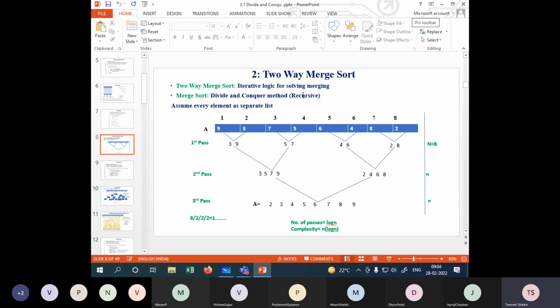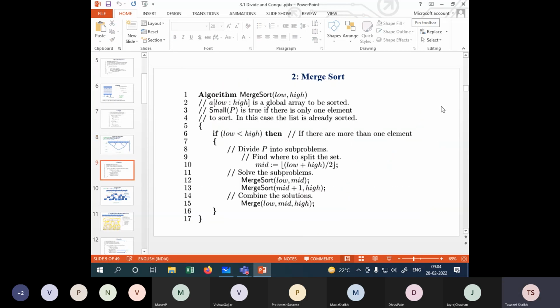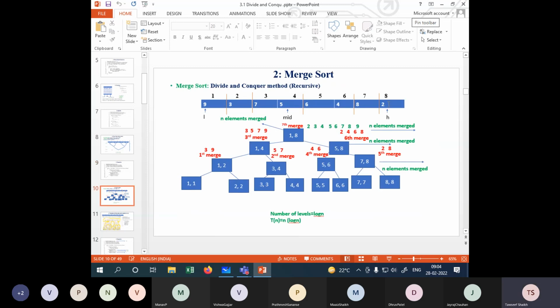Now, in the iterative process, I had taken an array of size 8 elements while we discussed the two-way merge sort. We will take the same array with the same elements, but we will not apply the two-way merge sort; we will just apply the merge sort, which is the divide and conquer approach. So here is this array with 8 elements, from 9, 8, 7. This is not in sorted order. Now we will apply this merge sort on this array.